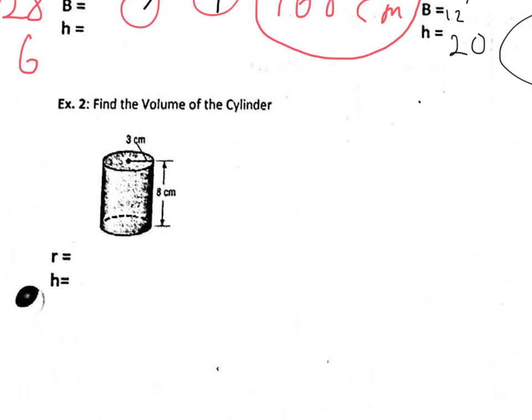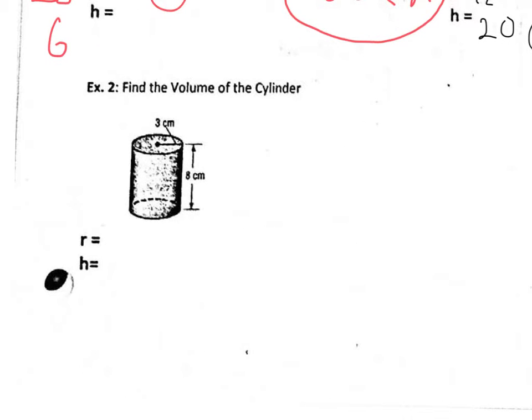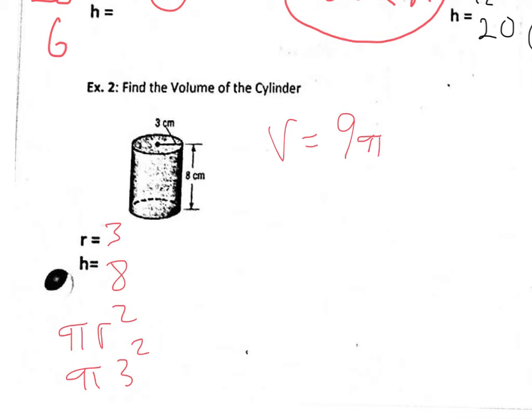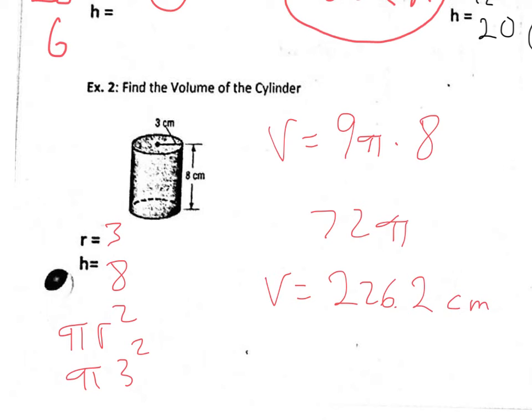Okay, and the last one, we've got a cylinder. The radius of this cylinder is 3. The height of this cylinder is 8. My volume formula says the area of my base, which my base is a circle, so we're going to use the pi r squared formula. Pi times the radius squared. So that is 9 pi, that's the area of my base, times the height, which is 8. 72 pi. When I round that to the nearest tenth, I end up with 226.2 cubic centimeters.